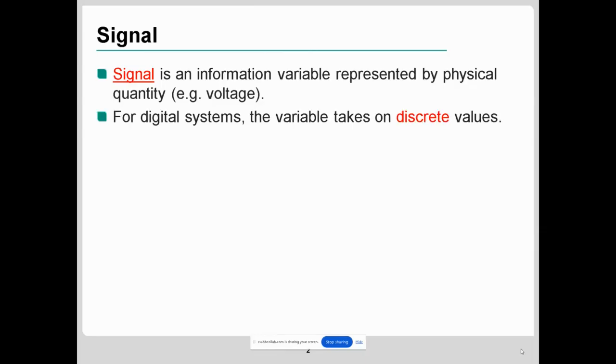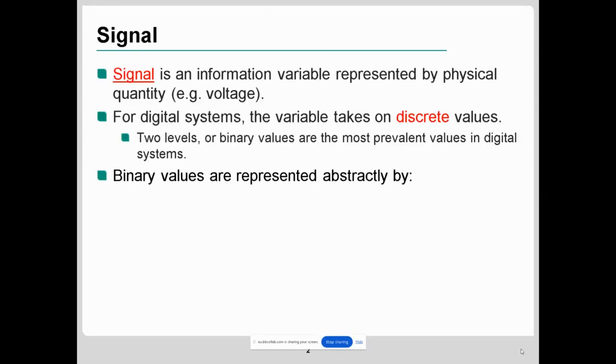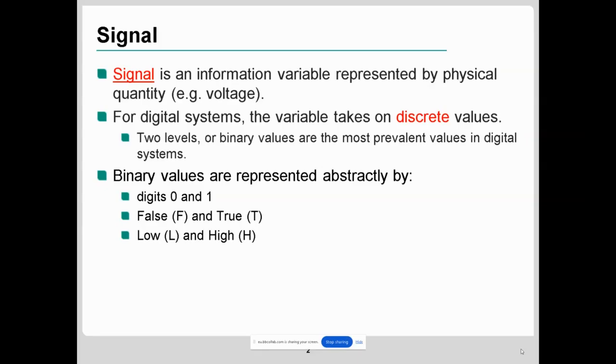For a digital system, the variable takes on discrete values. What are these discrete values? There are only two levels. Two levels, or binary values, are the most prevalent values in digital systems. And what are these values? I will explain this with an example. Binary values are abstractly represented by the digit 0 or 1, then true or false. We can also say low or high, off or on.